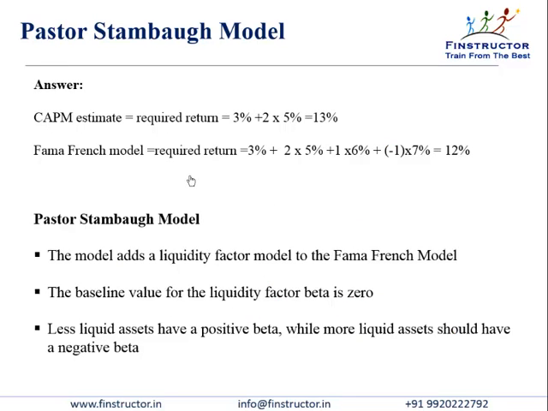The third multi-factor model, or the second multi-factor model that we will study, is the Carhart model. So this model is the same as the Fama-French model that we studied earlier, only it adds one more factor of liquidity to the Fama-French model. So the baseline value for the liquidity factor beta is 0. Less liquid assets have a positive beta, while more liquid assets have a negative beta. So to the Fama-French, we will add just one more, that is beta multiplied by the liquidity risk premium.